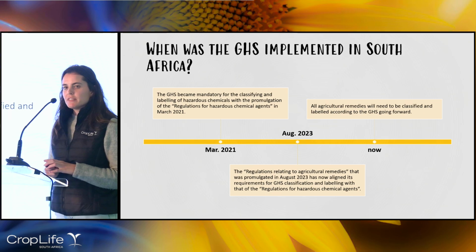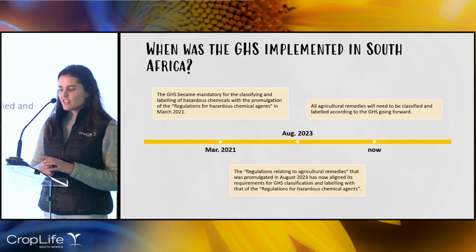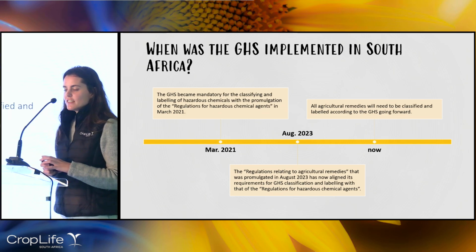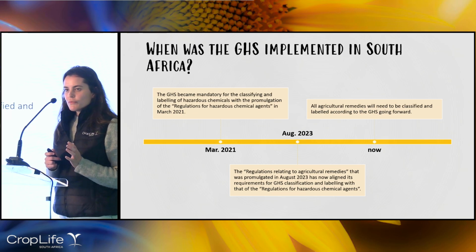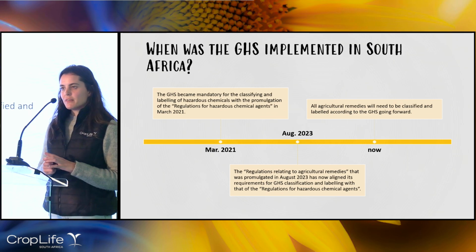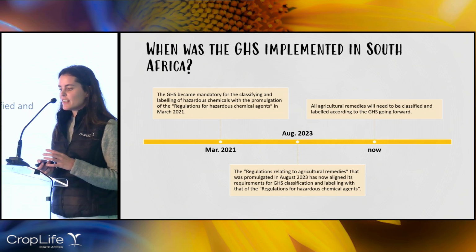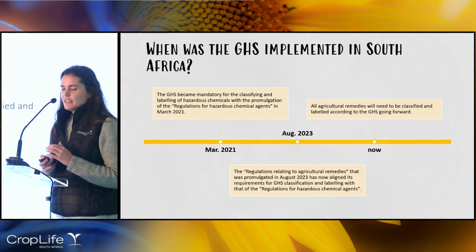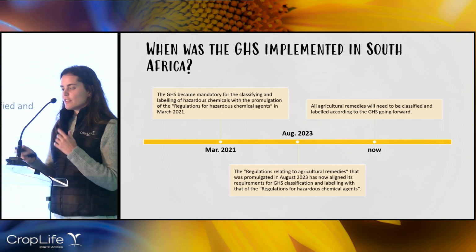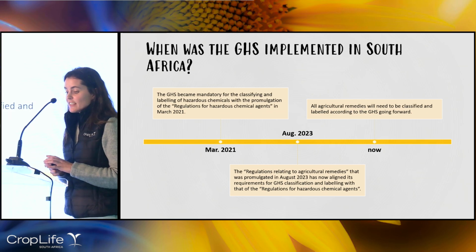So if we look at the implementation of GHS in South Africa specifically, Elise spoke about the regulations for hazardous chemical agents, and the GHS essentially came from those regulations that were published in March 2021. The regulations for agricultural remedies that were published last year in August then aligned that requirement for agricultural remedies specifically. So at the moment, we are in a transition period, and because your label is a legal document, it has to go to the registrar to get approved, so there's a bit of a lag phase. But essentially, in future, all labels will be GHS classified.